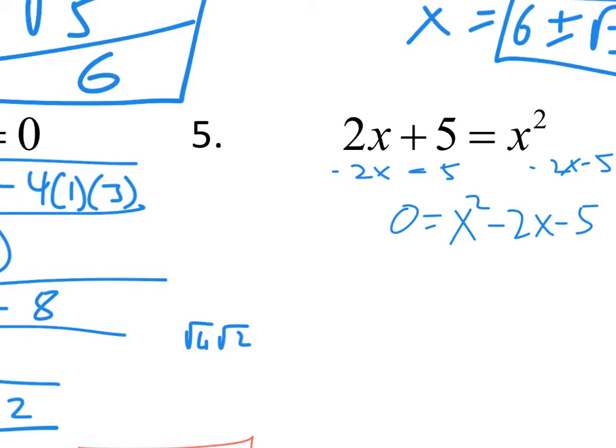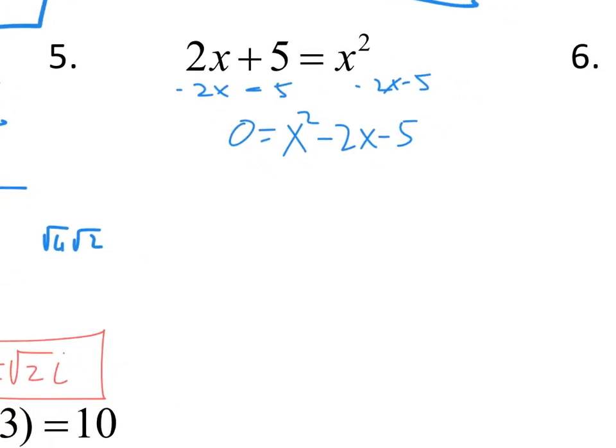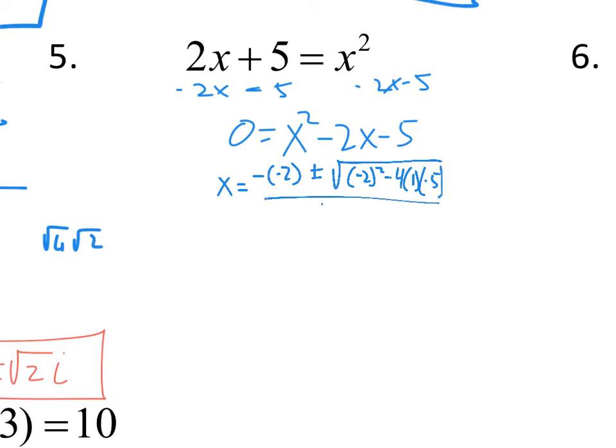And so it's going to be something like this. Let's get some room here. So we have x equals -b. Watch out for that negative there. Plus or minus square root b squared minus 4ac all over 2a. All right, there you go.